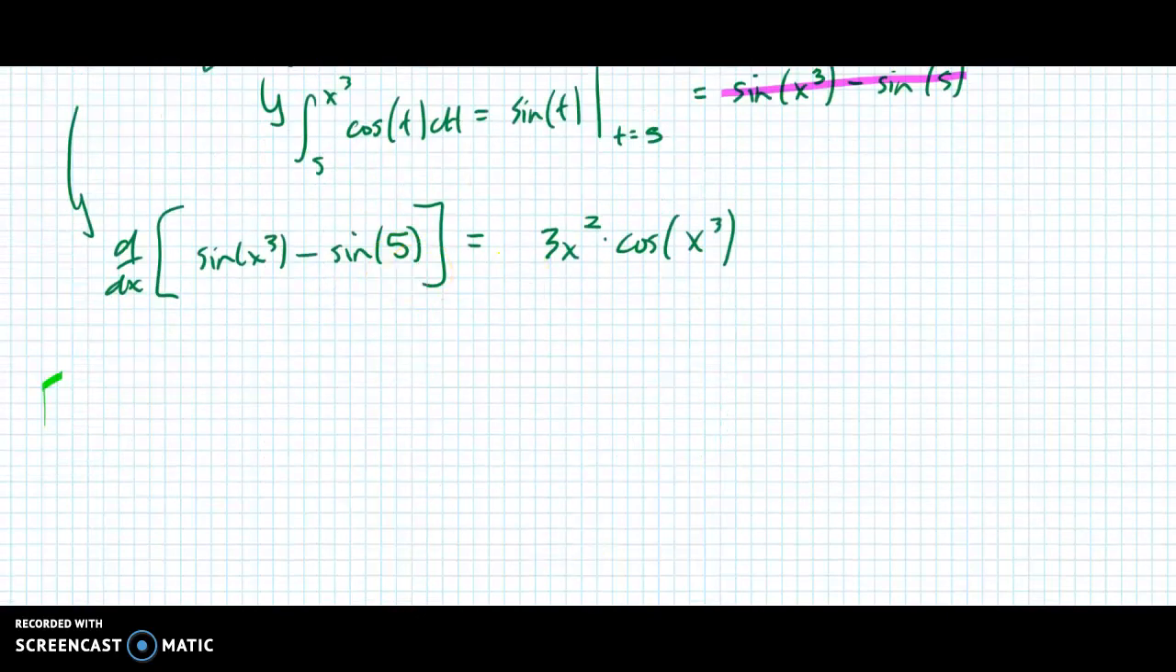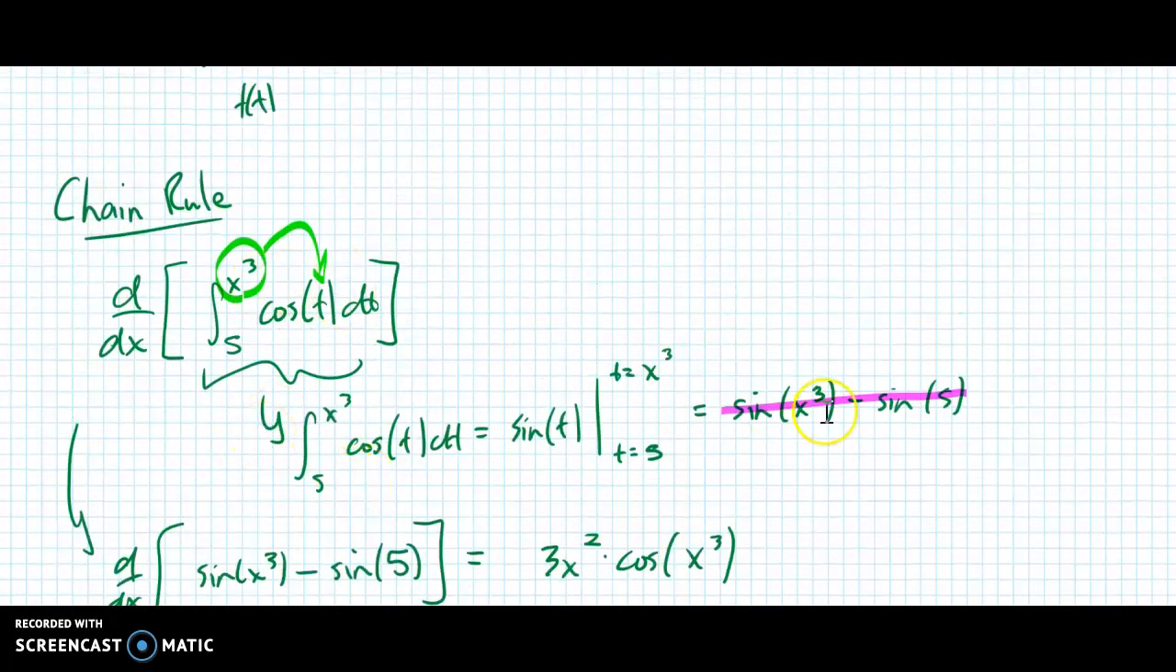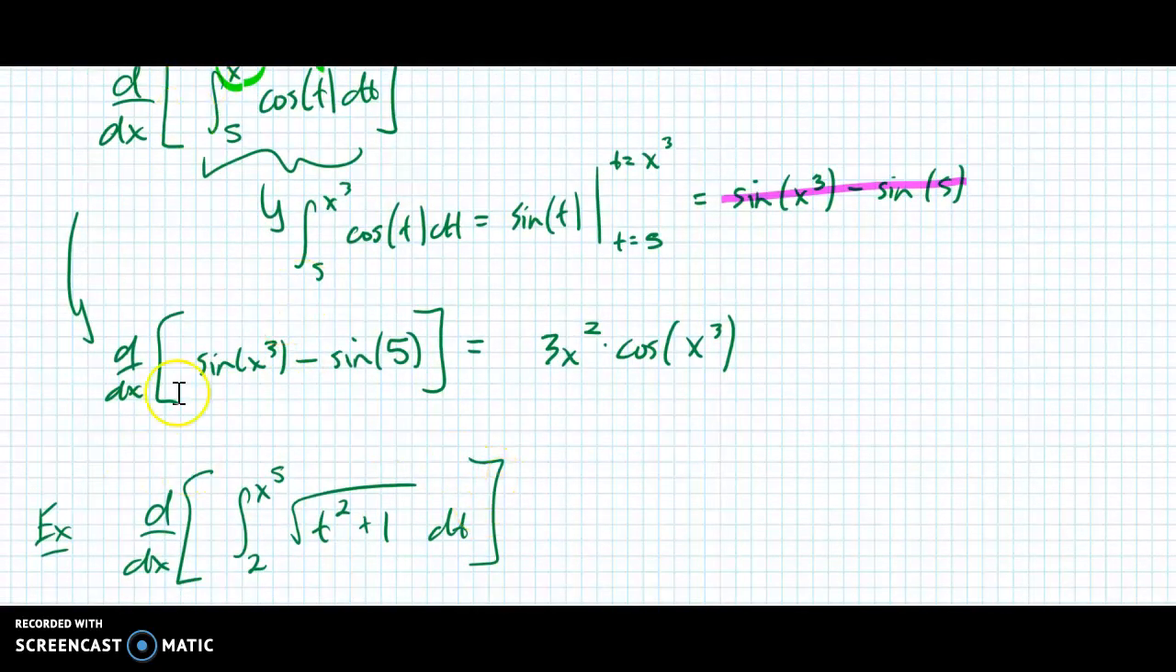All right, we are going to do the derivative with respect to x of the integral from 2 to x to the 5th of root t squared plus 1 dt. One thing I want you to notice with this one is that I've given you one for which we can't do it the way that I did it here. I gave you cosine of t. That's integrable. So we were able to integrate it and then plug it through and then take the derivative. It was longer, but we could do it.